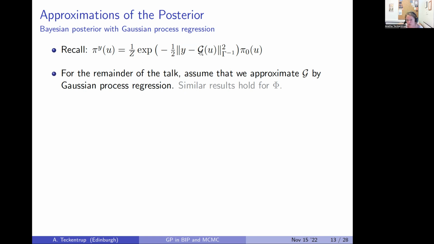But the issue is that evaluating this G is very, very expensive, and so we can't really afford to do that in practice. So what we do is we approximate G with a surrogate model, a simpler model that's easier to compute with. For the rest of the talk, I'm assuming that we approximate G rather than approximating the log likelihood phi directly, but you can do the same and similar results hold for approximating the log likelihood.